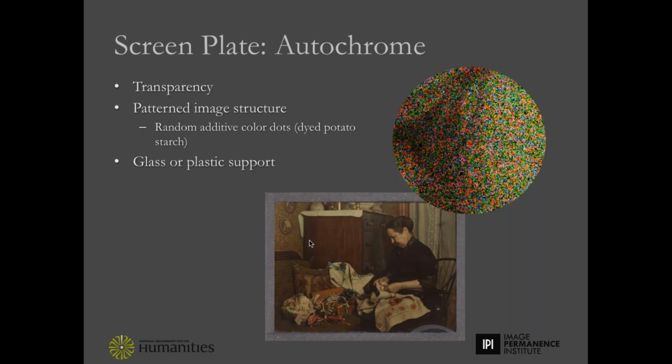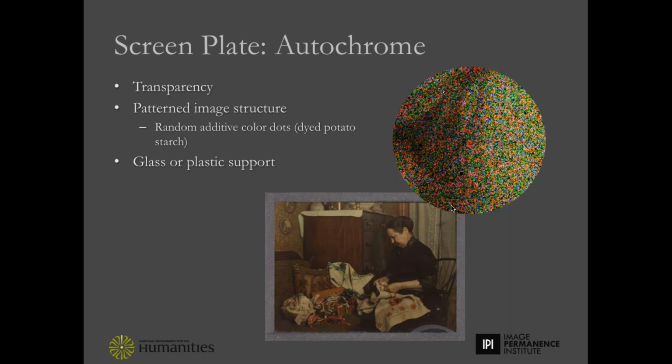Screen plates are easily identified because they're positive transparencies on glass or plastic support, and with magnification, you'll see the screen, which will always have additive color elements. Autochrome, which is shown here, has a random pattern of color dots, as do Agfa color plates. Other products have checkered patterns, some have squares, some have lines. Each of these products uses different materials to produce the screen, and because they're all made up of different materials, they each deteriorate differently. So it's really important to correctly identify what kind of screen plate you have.